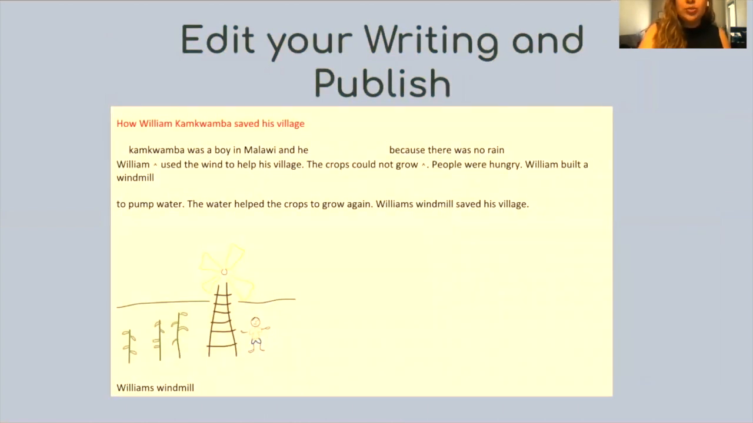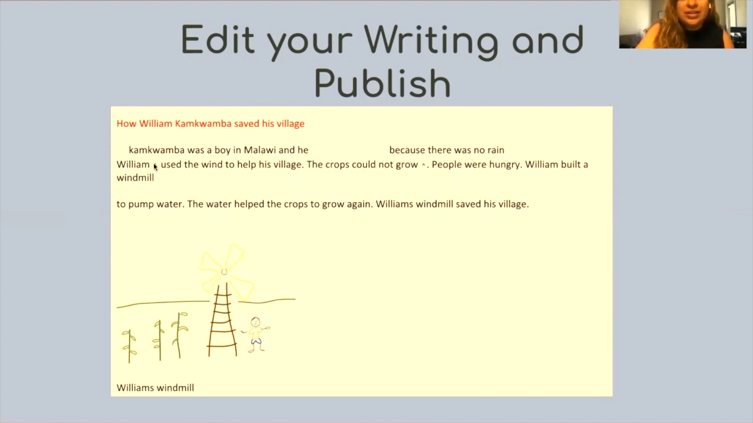After you draft your writing, the next step is you start editing your writing. That means going into your writing and adding things or fixing things so that your writing is better and ready to publish. So notice that one thing that I added was I added a title to my article. How William Kamkwamba Saved His Village. So that's the title of my article.